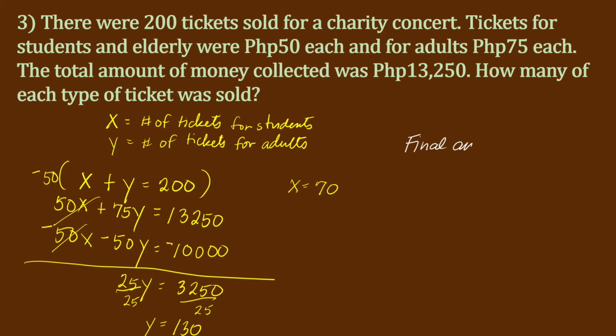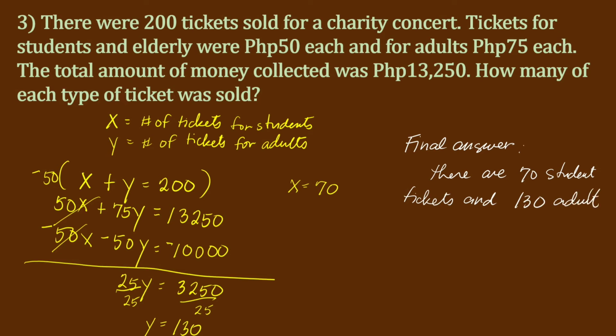So our final answer is that there are 70 student tickets or student elderly tickets and 130 adult tickets. Okay?